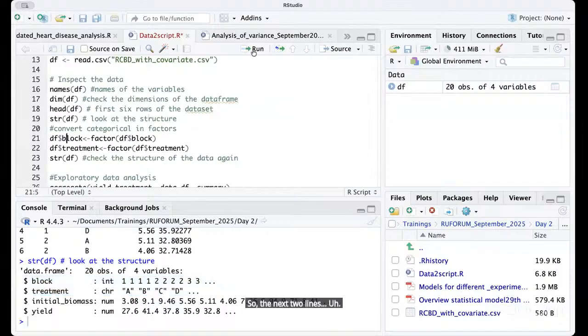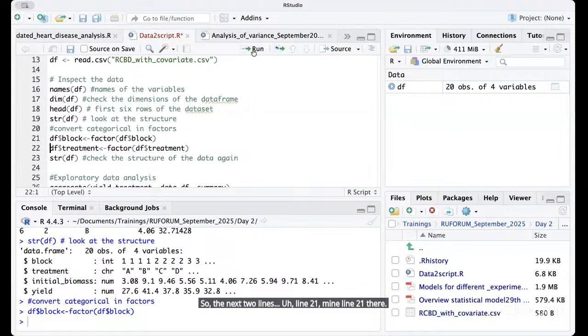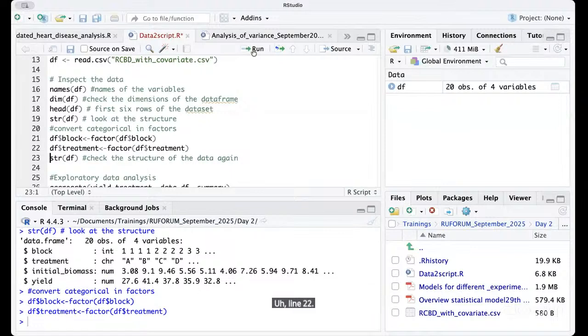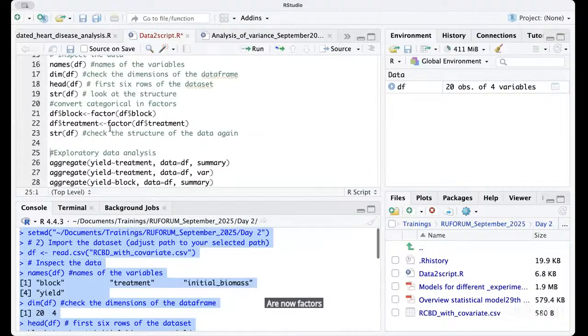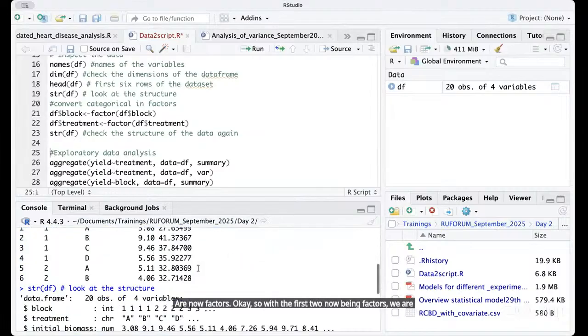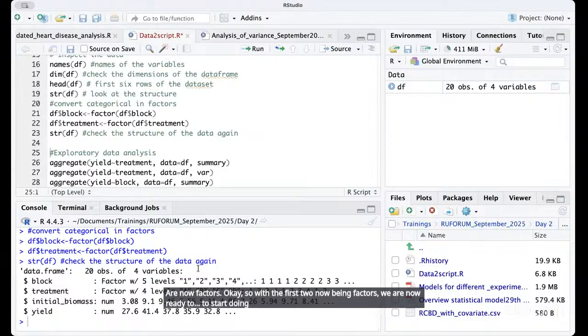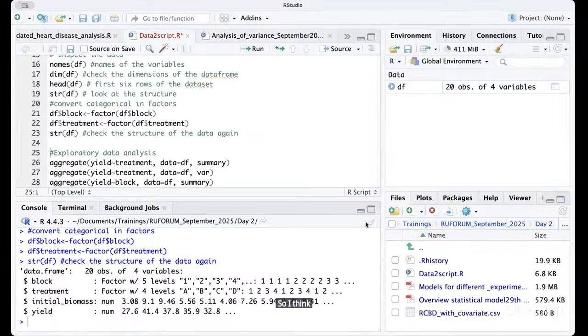So the next 2 lines, line 21 and line 22. In line 21, we are converting block into a factor. We are converting treatment into a factor. If we run line number 23, you can see now that the first 2 are now factors. So with the first 2 now being factors, we are ready to start doing our analysis. I think this is clear to everyone.